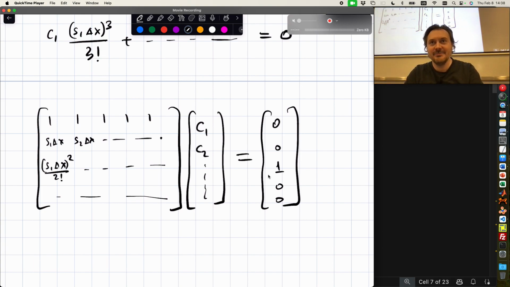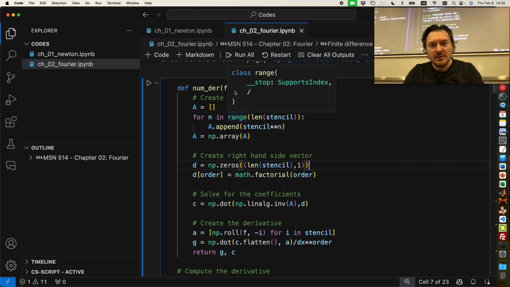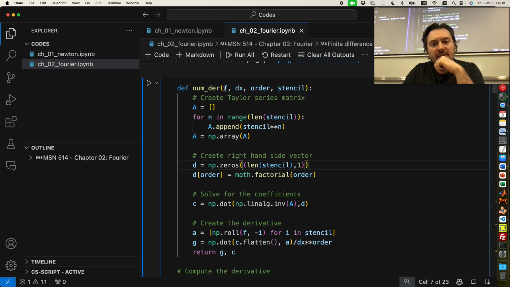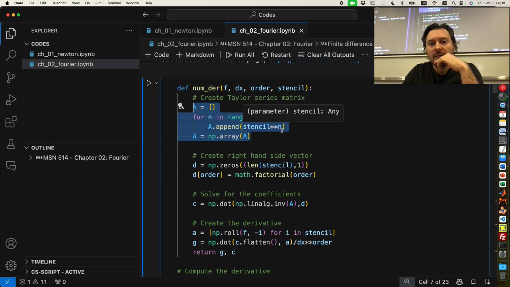Okay, ready? Now, what do we give inside this function? We import f, the function, delta x, the order of the derivative, and the stencil. Okay? Then what's going on here? Can you tell me? We are adding the nth powers of stencil to A.